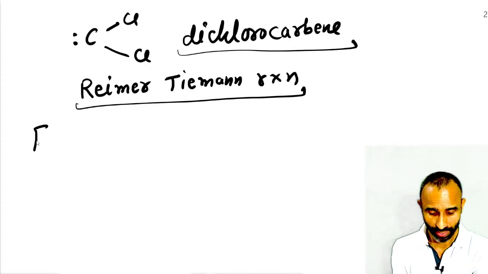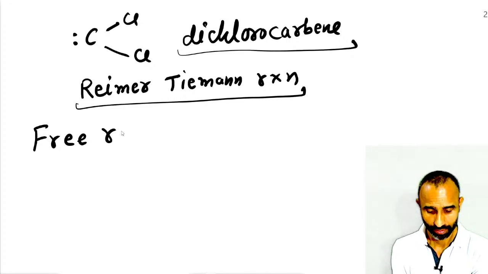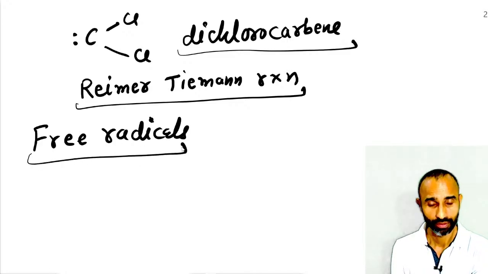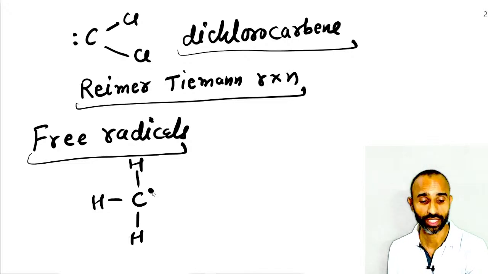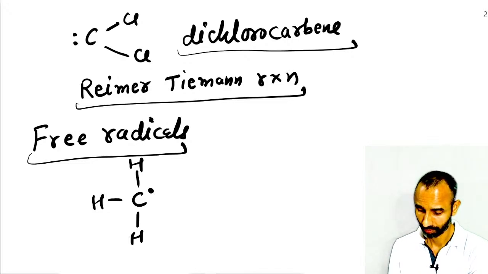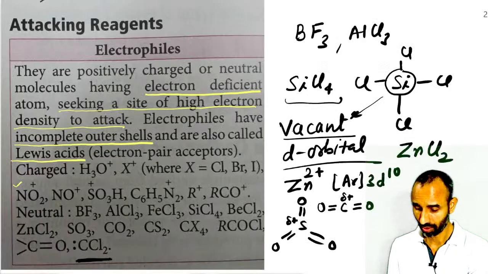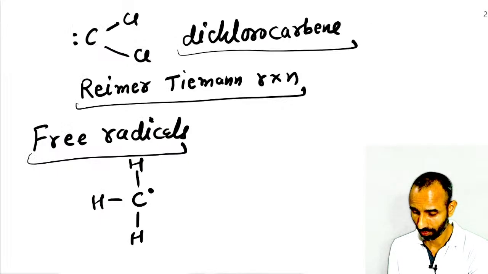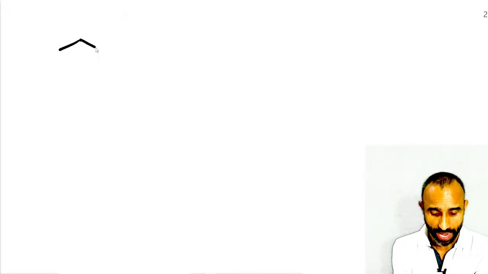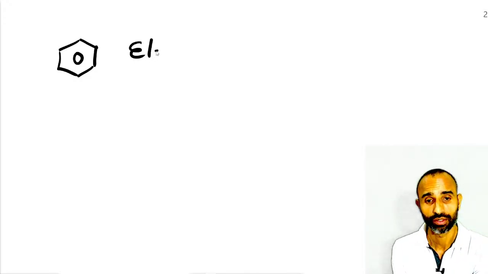Even free radicals are used as electrophiles because they are also electron deficient, because they are deficient of one electron. Okay, so this is all about electrophiles, and at the same time, the benzene ring undergoes electrophilic substitution reactions.